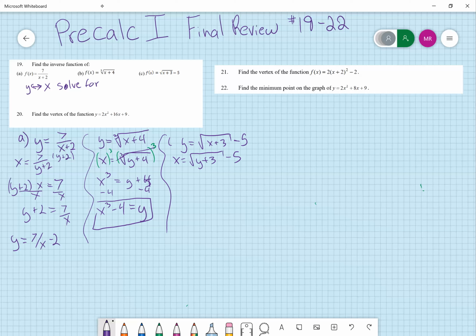So if we add 5 to each side, we get x plus 5 equals the square root of y plus 3. And we're going to use that same trick of raising each side to the same power. So we get x plus 5, that whole quantity squared, equals y plus 3. If we subtract 3 from each side, we get (x plus 5) squared minus 3 equals y. And that is our inverse function.